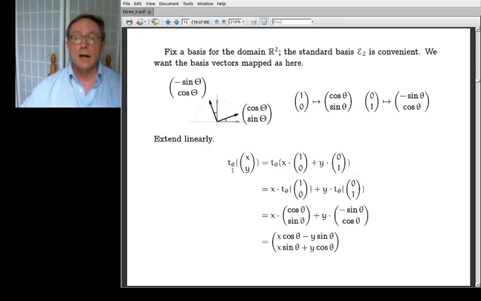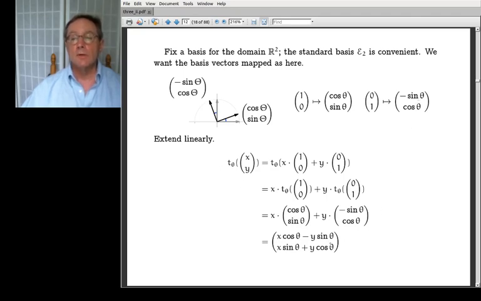To figure out what happens to an arbitrary x comma y, a general x comma y, expand the vector (x, y) in terms of the basis, and apply the definition of homomorphism here, that the homomorphism of a combination is the combination of the homomorphisms. T sub theta of (1, 0), it says right here. T sub theta of (0, 1) says right here. You get this, that's this.